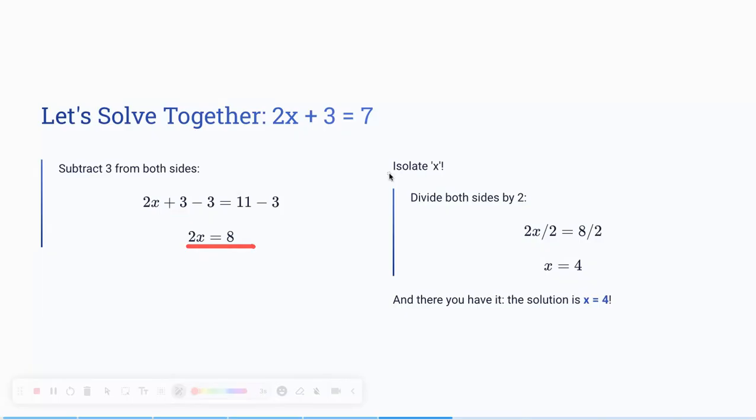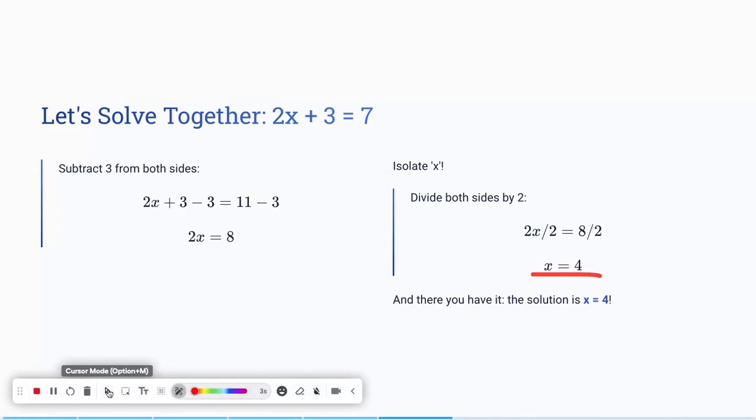Then to isolate x, we would divide both sides by 2, and so this one is pretty easy. You would get x equals 2. That's the solution.